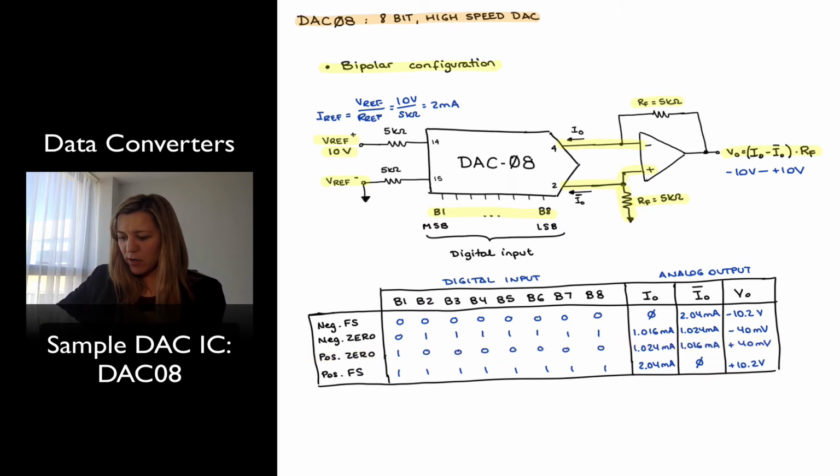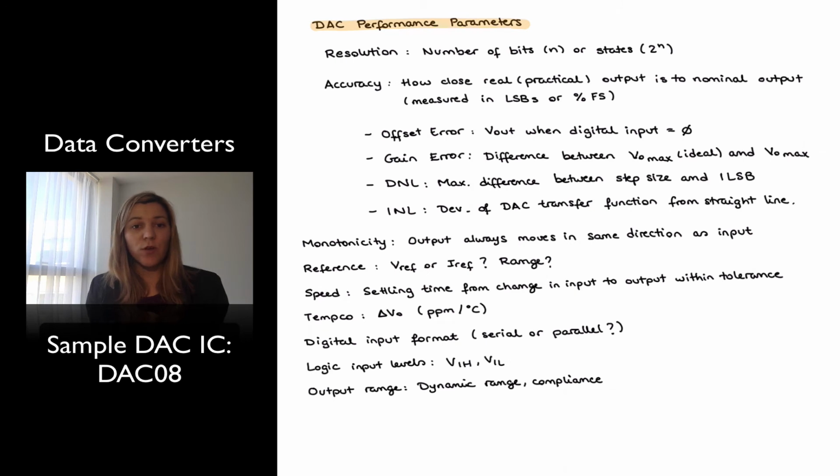And then finally, my positive full scale, which is when all the bits are set to 1, I get 2 milliamps for I out, 0 for I out bar, and positive full scale output voltage, which is plus 10.2 volts in this case. Now that's one of the applications specified in the DAC08 datasheet, and the flexibility of being able to configure it for both unipolar or bipolar outputs.